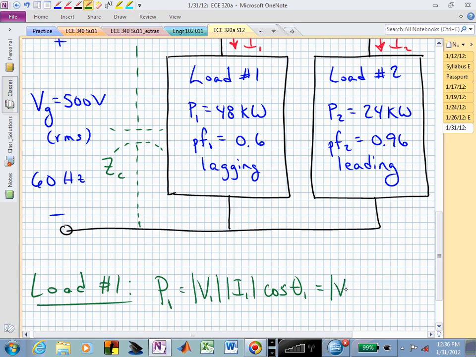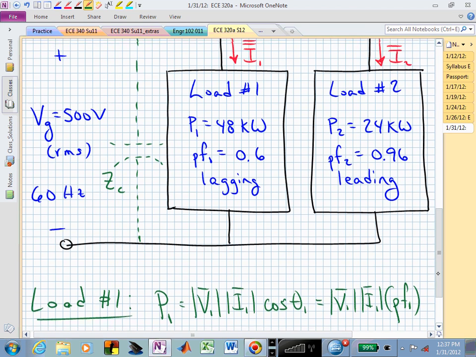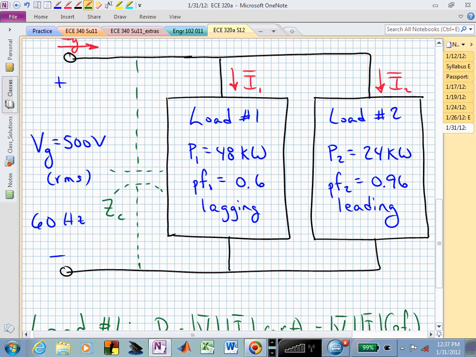Or you could say that this is V1's magnitude and I1's magnitude, and those are phasors, so I should indicate that with a bar. Cosine of theta 1, we're actually told in the form of a power factor. So what do we know in this first equation? We were given the real power, P sub 1, which was 48 kilowatts. We know the magnitude of the voltage supplying that load, 500. We know the power factor, PF1. We have one equation and one unknown, and that unknown is the magnitude of the current, I1, flowing through load number 1.